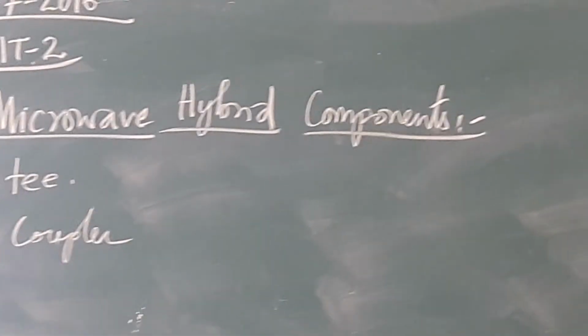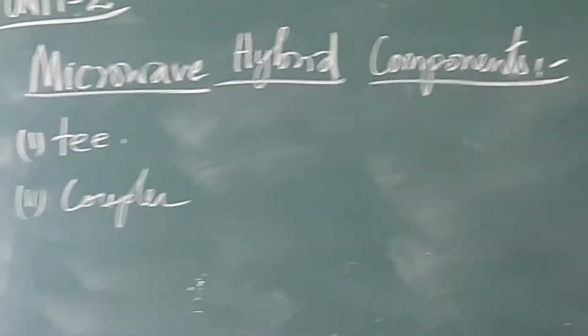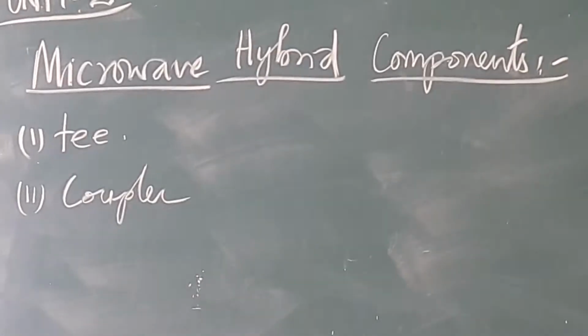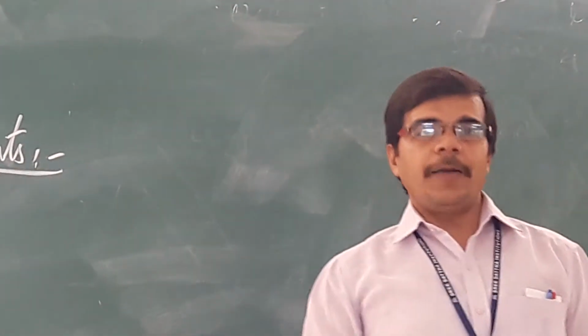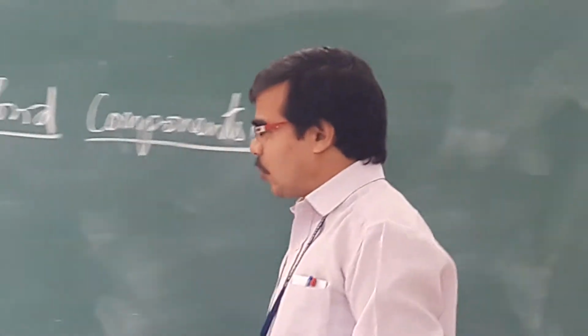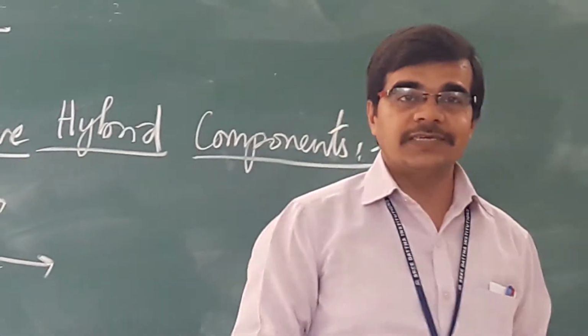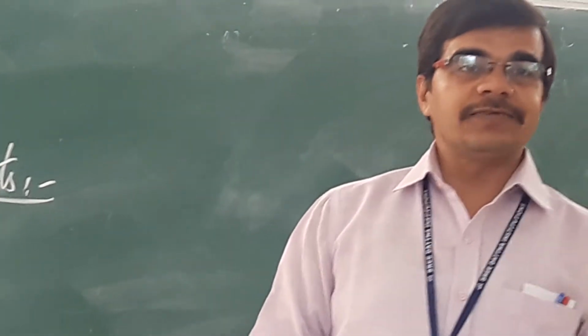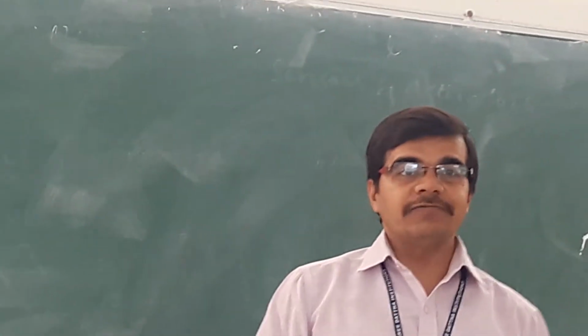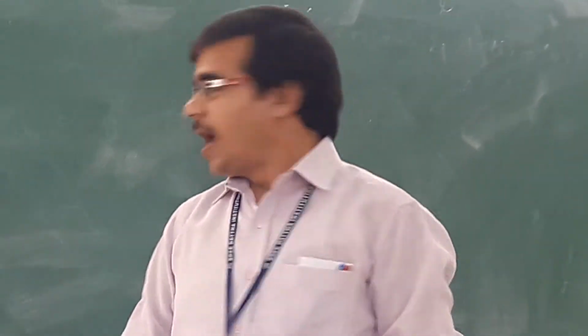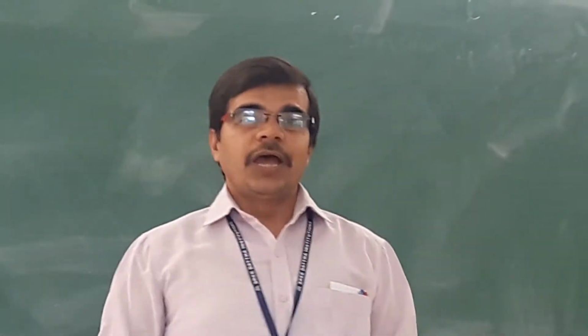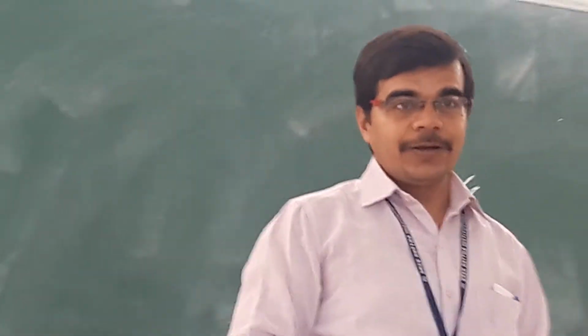Today's topic is microwave hybrid components. If you are going for microwave hybrid components, we have T and coupler. T and coupler are examples of hybrid components. In the lab you have seen different types of T: E-plane T, H-plane T, and magic T. And for couplers, you have seen the directional coupler.